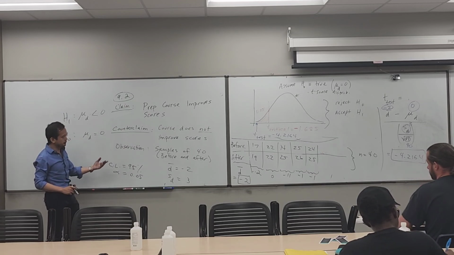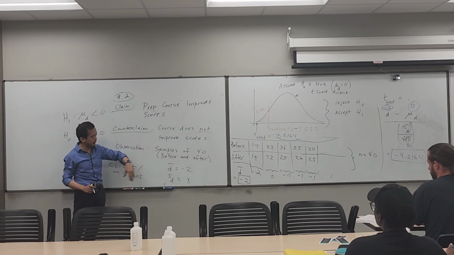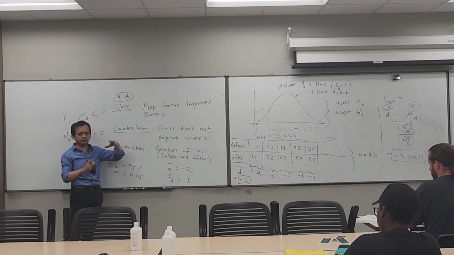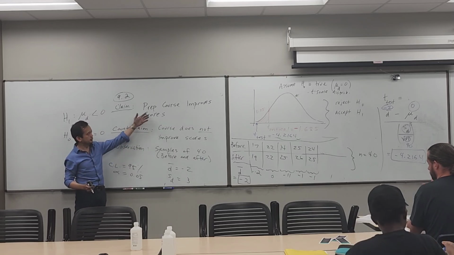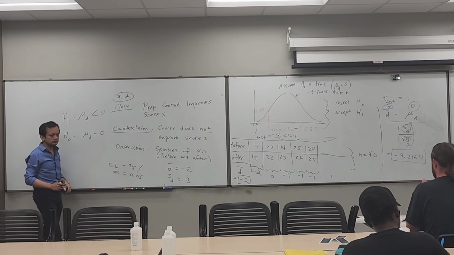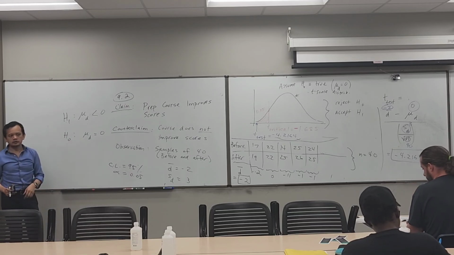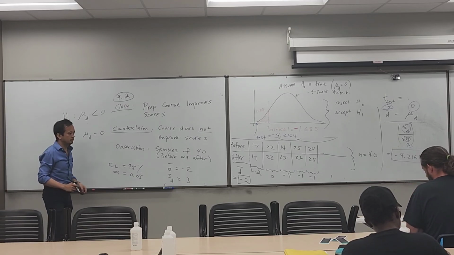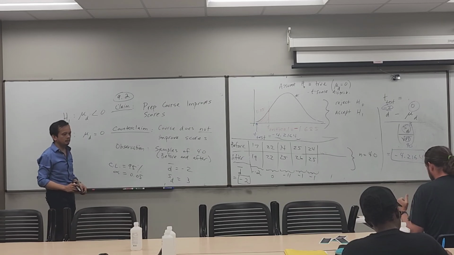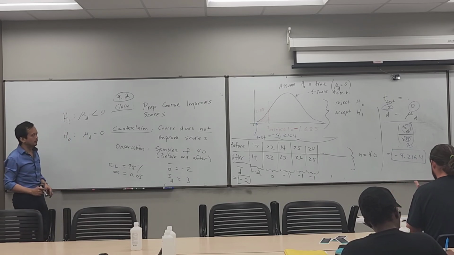So this is really powerful because just based on the sample of 40, we're able to make that conclusion about the entire population of students who take this course. Any questions? Yeah, identifying the terms is the tricky part here.